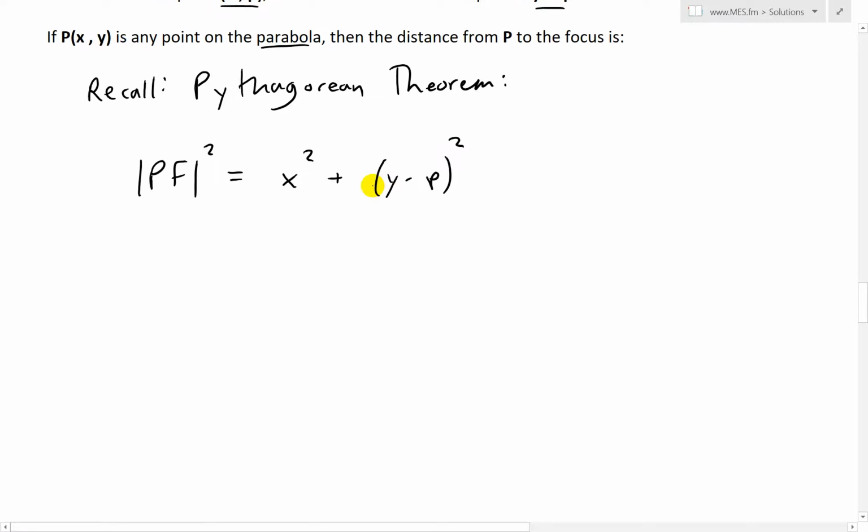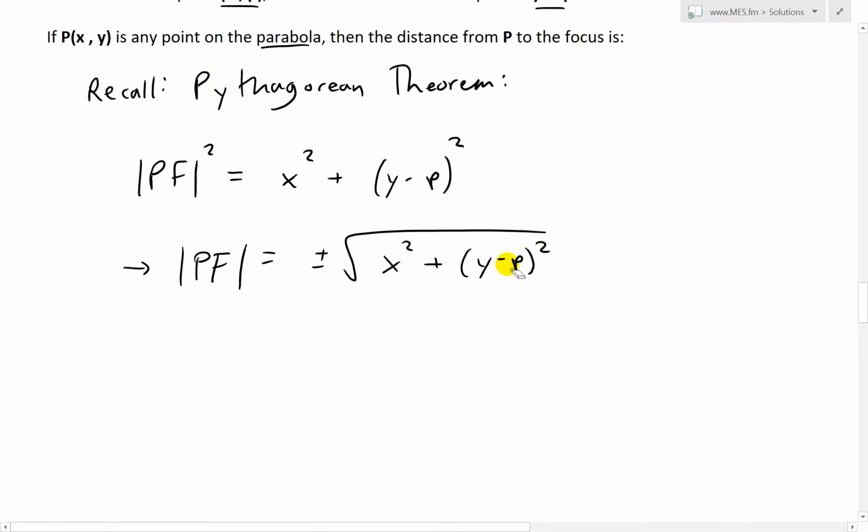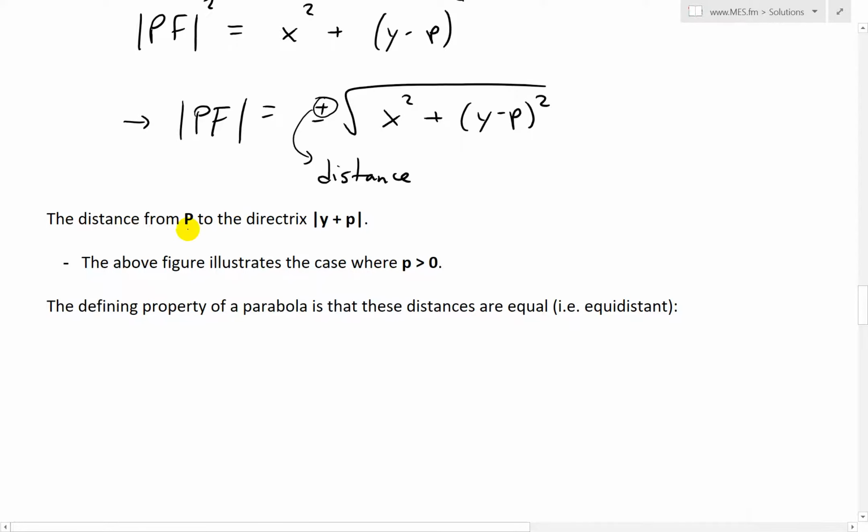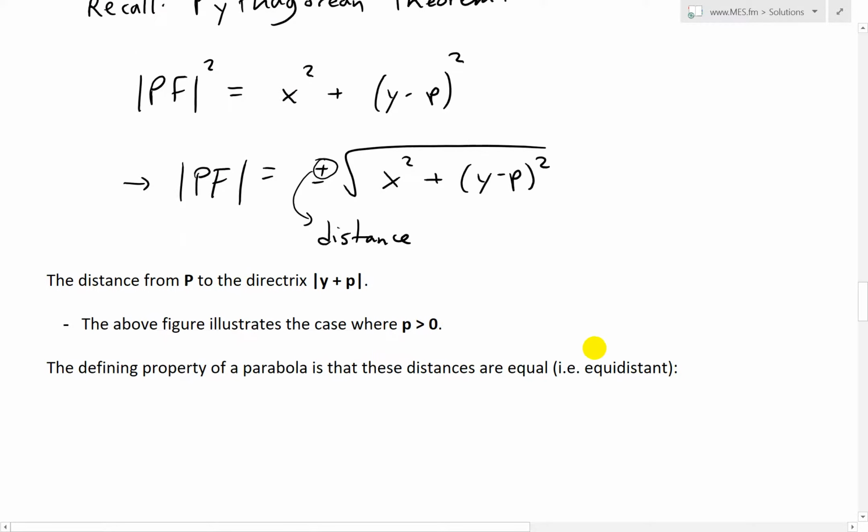And then when we take the square root of both sides, we get PF, the distance, equals plus or minus the square root of x squared plus y minus P squared. Except we're just going to look at the plus because we're looking at distance, so it's going to be the absolute value, hence this absolute value sign there. Now the next step is that the distance from the point P to the directrix is going to be the absolute value of y plus P.